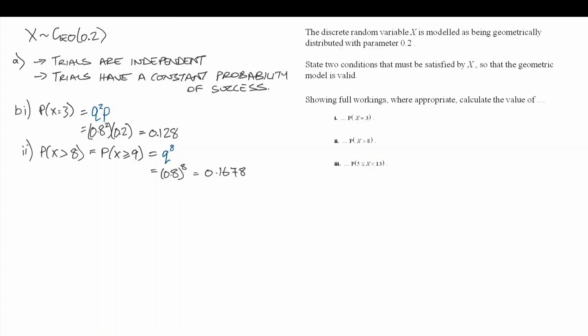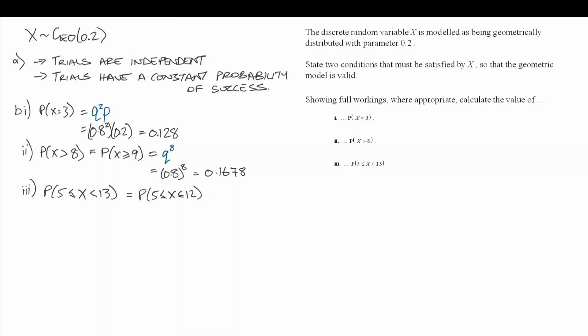0.1678. And finally, the probability that x is in between two values. So we have the 5 being equal to, but the 13 is not. So my very first step, before I think about anything else, is to rewrite with equals to's. So x is in between 5 and 12. We're including 5, we're including 12.